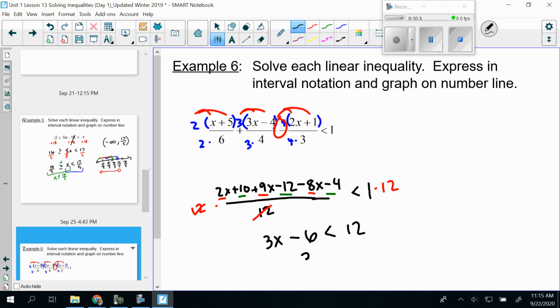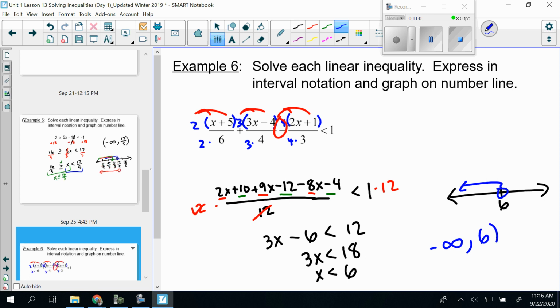Now add 6 and divide by 3. We're dividing by a positive, so we don't need to flip the sign. X being less than 6 would be the answer. If you were graphing that one, wherever 6 is, it'd be all the numbers less than that, not including 6. In our interval notation, that'd be negative infinity to 6, not including it, so we'd use parentheses.